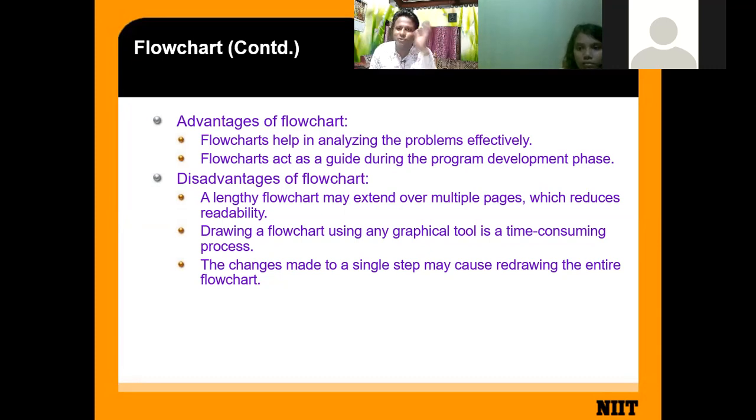Then how do they reach a particular place? Only by the arrow mark. If they follow this arrow mark, yes, they reach the hospital. If they ask us where the hospital is, we tell them to just follow the arrow mark, and they will reach. So that is the advantage of the flowchart. You can effectively analyze all the things. It acts as a guide during the program development phase.